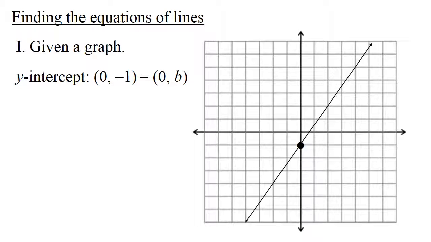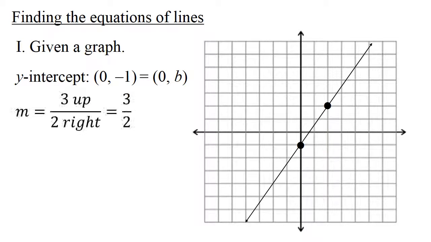In order to figure out the slope, we need a second point. So let's say I go to this point, and to get from my y-intercept to that point, I'm going to go up 3 units and 2 units to the right. So my slope is 3/2. Since my equation of my line is y equals mx plus b, y equals the slope times x plus the y-intercept value, I have enough information to write my equation. y equals 3/2 x, and the b is -1, so minus 1.